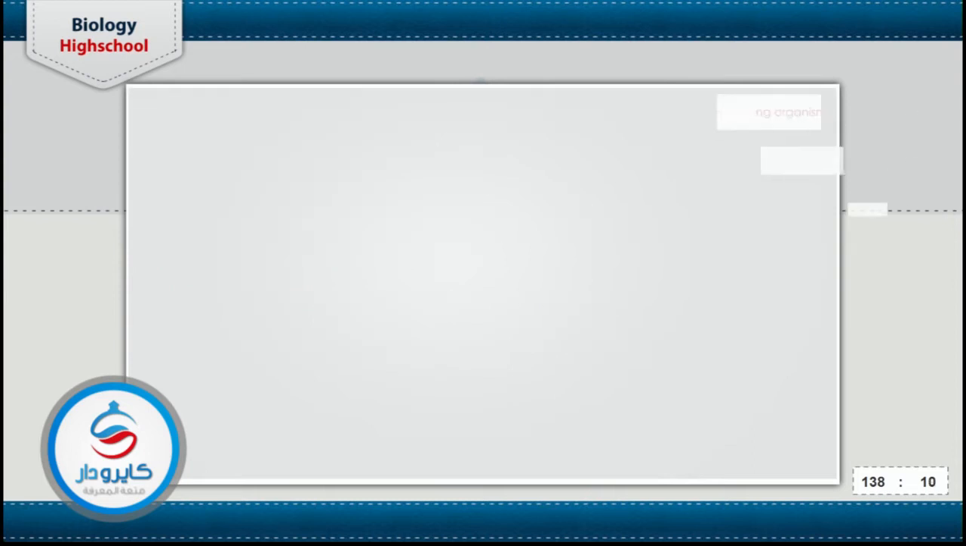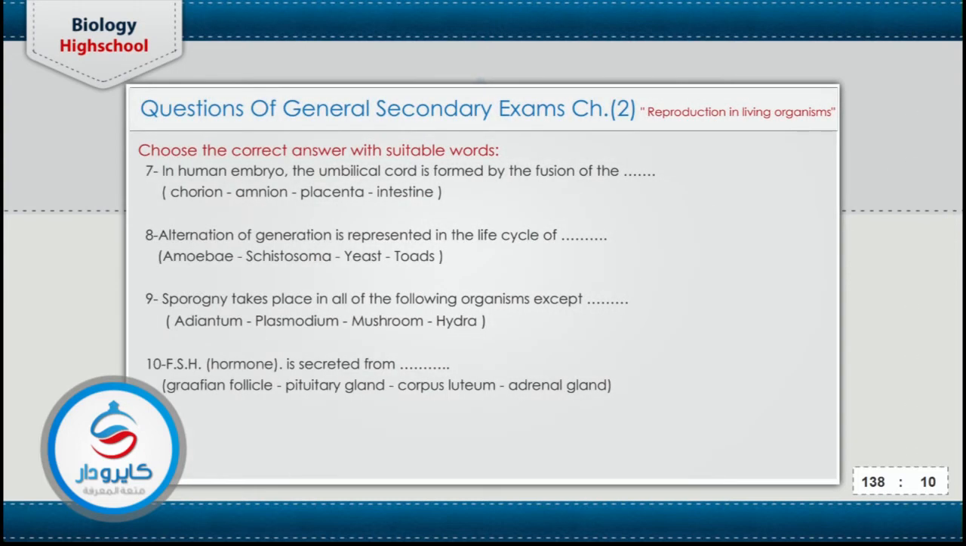The next question. Choose the correct answer with the suitable words. In the human embryo, the umbilical cord is formed due to the fusion of the edges of the amnion membrane, so that is the right answer, because the chorion membrane connects together to form the villi of the placenta.